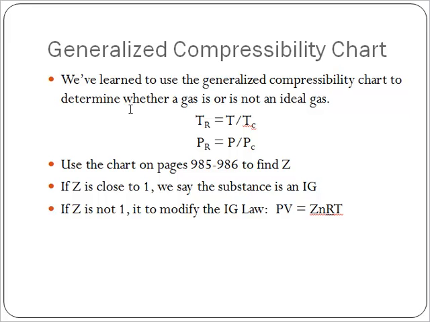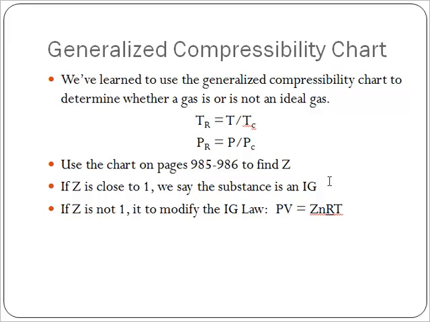So that meant if you took the actual temperature and divided by the critical temperature, or the actual pressure and divided by the critical pressure, you can get these reduced temperatures and pressures, and one chart does a fairly decent job of fitting most substances. In your book, this chart is on pages 985 to 986.